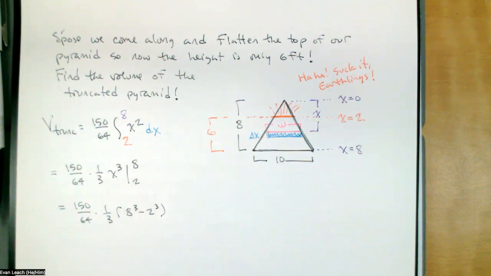If all we had was geometry, we would have to figure out what the length and width are 2 feet down from the top of our pyramid. We can bypass all that and just integrate from 2 to 8. Integration takes care of all that for us. Any questions?